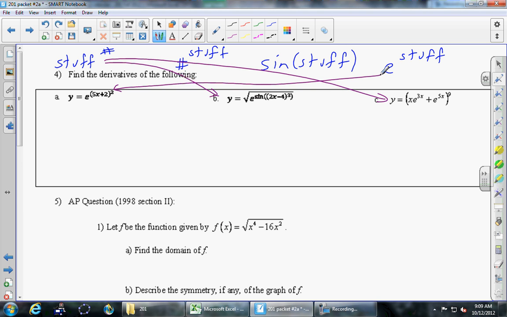We'll go here to part A, e to some stuff. Remind yourself if you need reminding. You just wrote down some rule that says the derivative of e to the stuff is something. So the derivative of e to the stuff is e to the stuff, and then we'll talk about the green. So it's just e to the stuff. Use good notation, y prime equals. Don't just put a derivative, put a y prime equals e to the stuff. So we copy it as is, e to the 5x plus 2 squared.